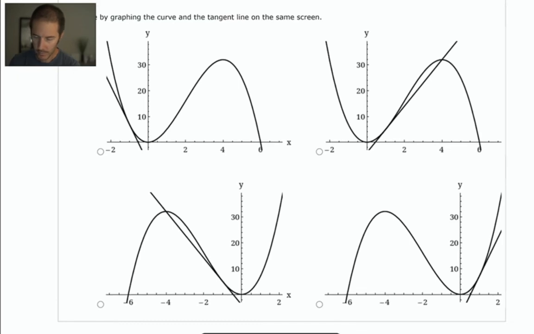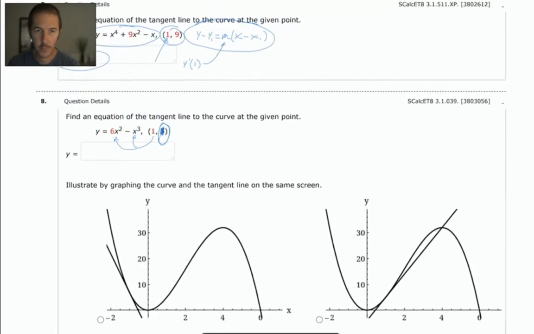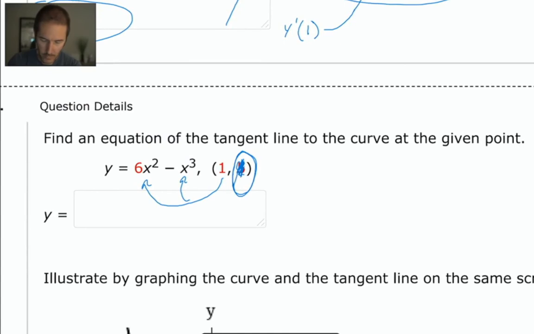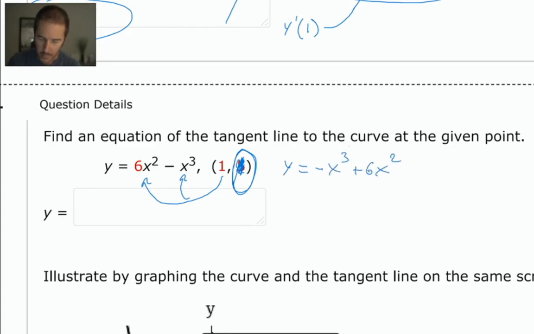You should be able to use end behavior also in order to determine which of these curves is the correct curve. Just a quick reminder on end behavior. This original function, if I switch my terms around, I would write it as y equals -x to the third plus 6x squared. This is a polynomial of odd degree. It's a third degree polynomial, and it has a negative leading coefficient.